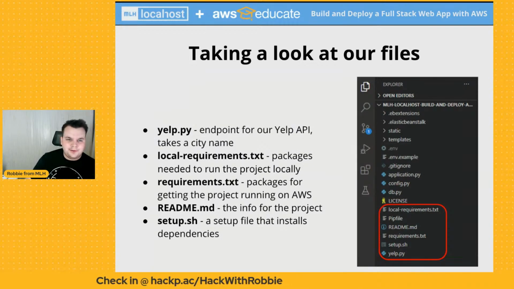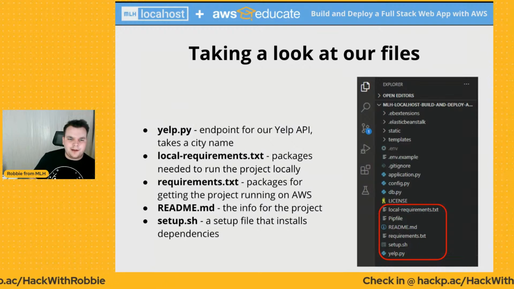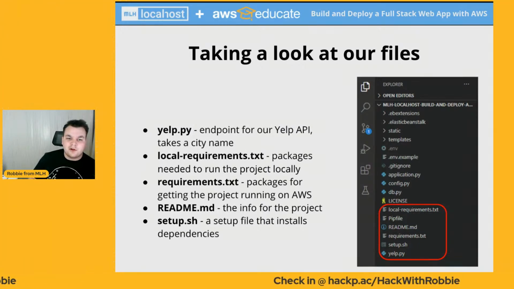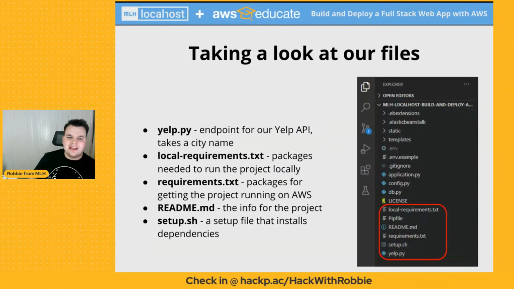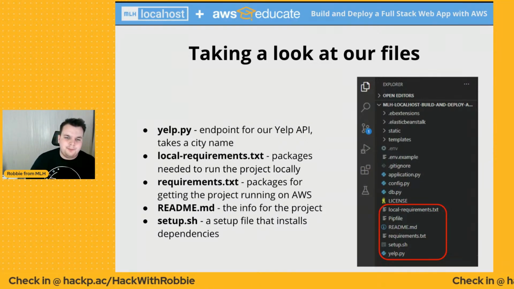What else have we got? yelp.py is the endpoint for our Yelp API, takes a city name. local-requirements, packages needed to run the project locally. requirements, packages for getting the project running on AWS. README is the info, and setup is a setup file that installs dependencies.